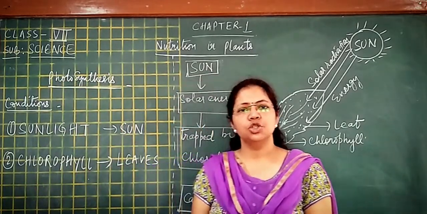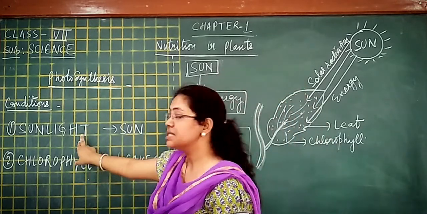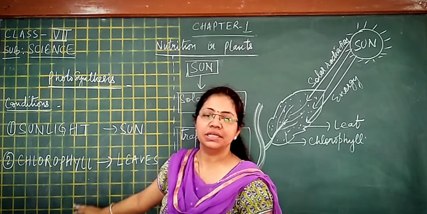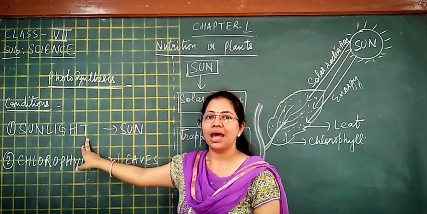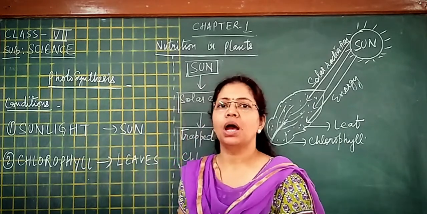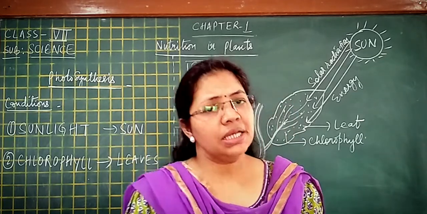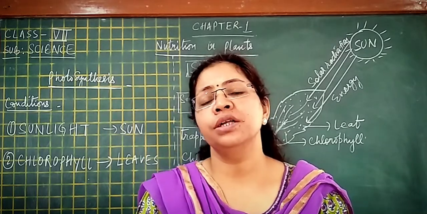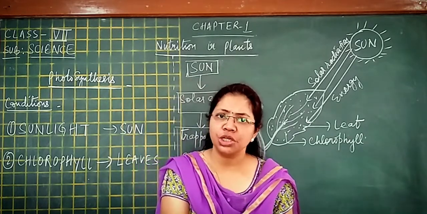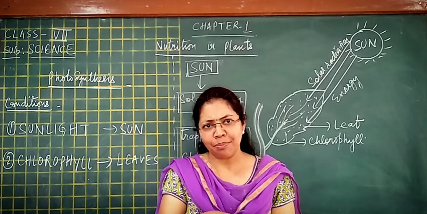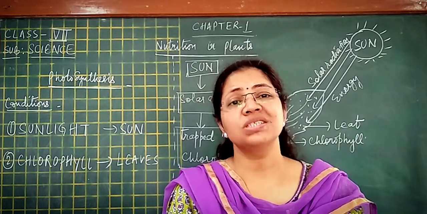So students, the two main important conditions which are required for photosynthesis are sunlight and chlorophyll, as we have already discussed in the previous video lecture. Now students, the first condition, sunlight, the leaves of the plant get directly from the sun. Actually, the sun is the ultimate source of energy on earth. So basically, it is the energy of the solar radiation which leaves of the plant trap and convert into the form of carbohydrates by the process of photosynthesis.